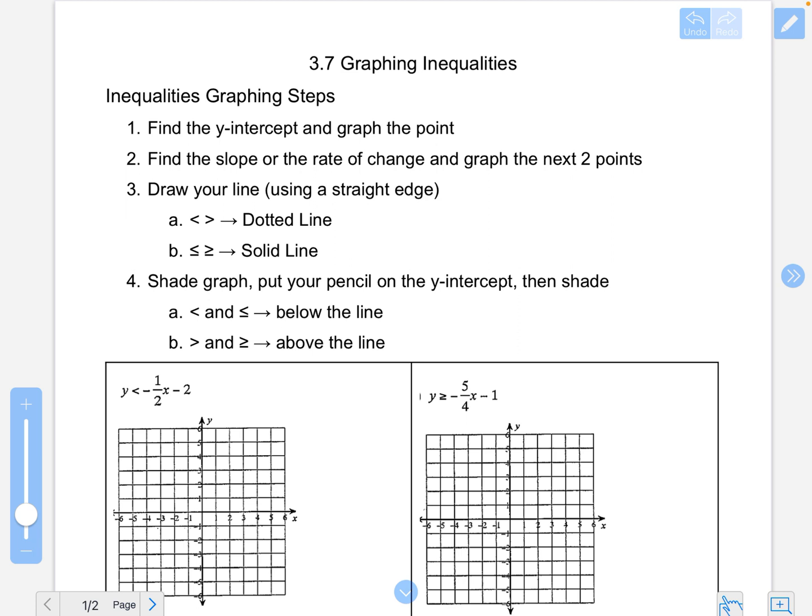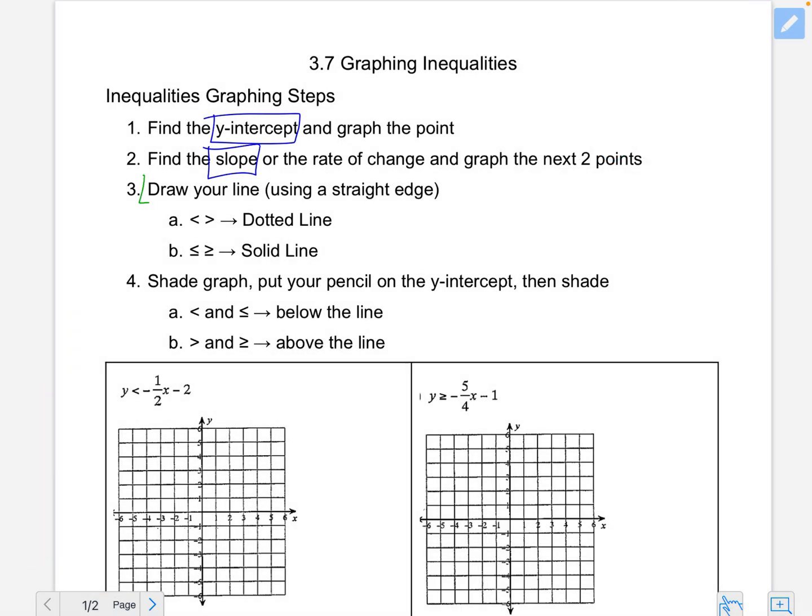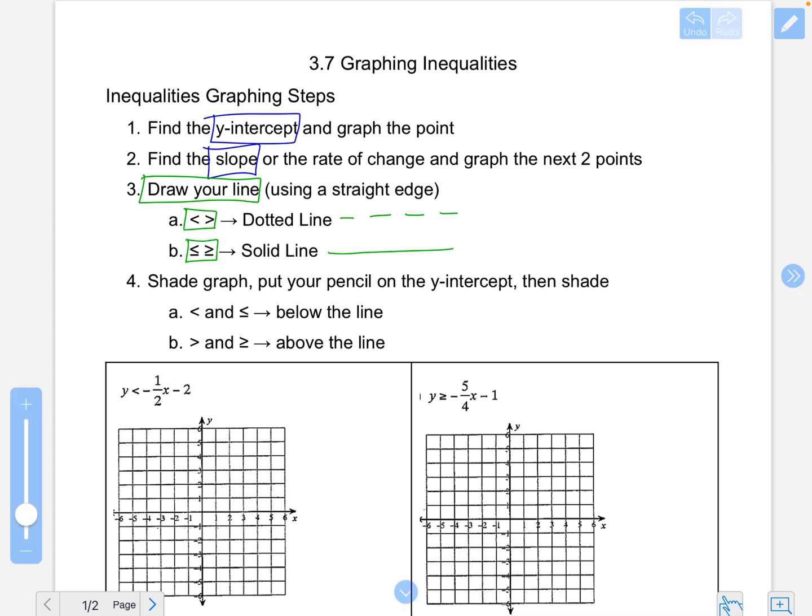So the beginning of our steps are going to be the exact same as when we're graphing just regular linear lines. We need to find the y-intercept, and we need to find the slope. The biggest thing that's going to change is the type of line that we use. If we have less than or greater than, we're going to use a dotted line. If we have less than or equal to or greater than or equal to, we're going to use a solid line.